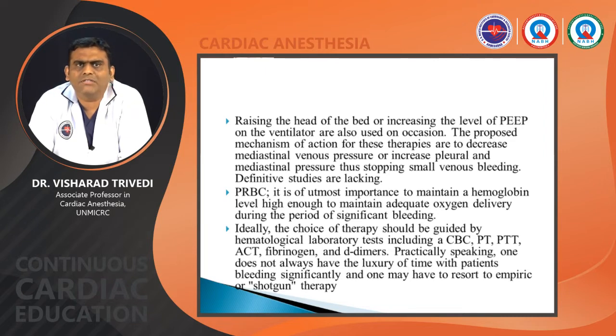Practically speaking, one does not always have the luxury of time with patients bleeding significantly, and one may have to resort to empirical or shotgun therapy. That means if you don't have any time and the patient has compromised hemodynamics, then you should go for an all-out approach, like you have to order platelets, cryo and FFP in all the patients, and once you get the tests, then you have to selectively replenish the factors.